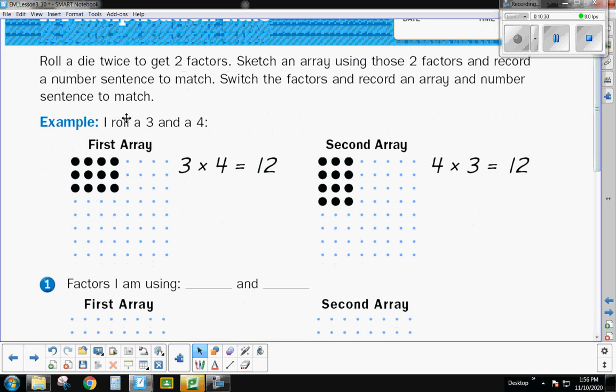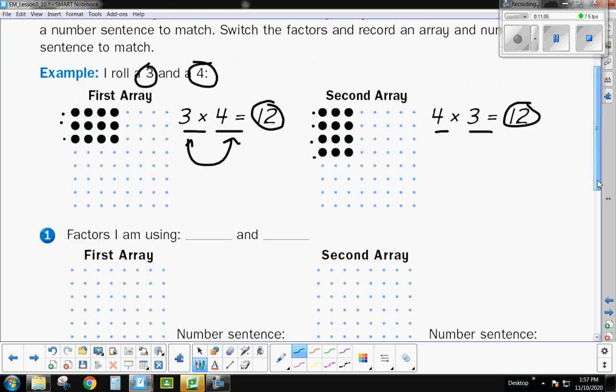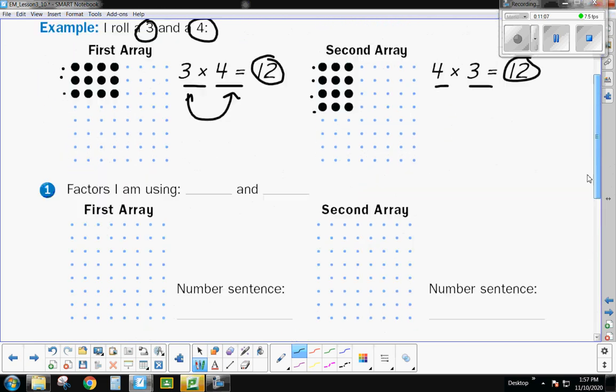So for example, let's say I roll a 3 and a 4. Okay, I'm going to make an array. I'm going to make a 3 by 4. So I have 3 rows with 4 in each row, and that equals 12. Then I'm going to take that same array. I'm going to switch those factors around, and now I'm going to make a 4 by 3, and I'm going to draw that out. That means now I have 4 rows with 3 in each row, and that still is going to equal 12.